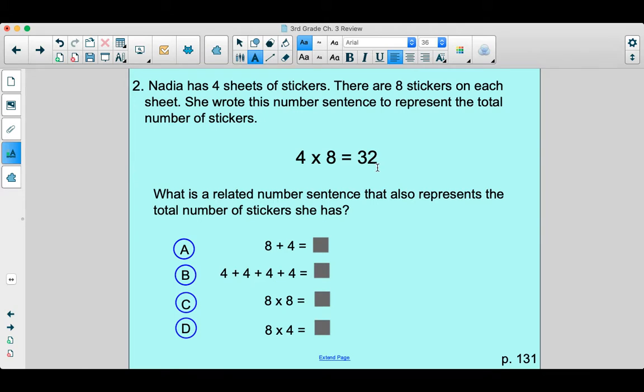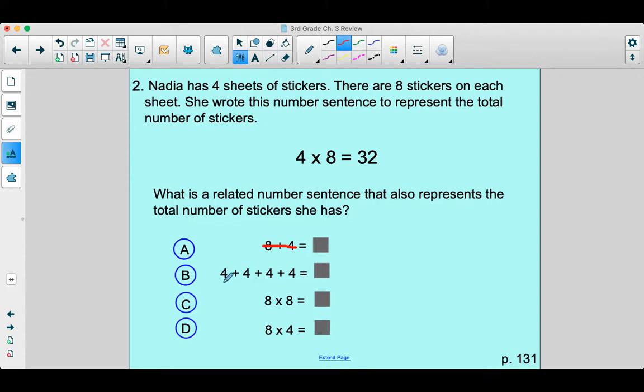So now we have to do the second part here with imagining. What is a related number sentence that also represents the total number of stickers she has? Okay, so we know she has 4 sheets of stickers and 8 stickers per sheet. So is that the same as 8 plus 4? I don't think so. So that one is going to get eliminated. Nope.